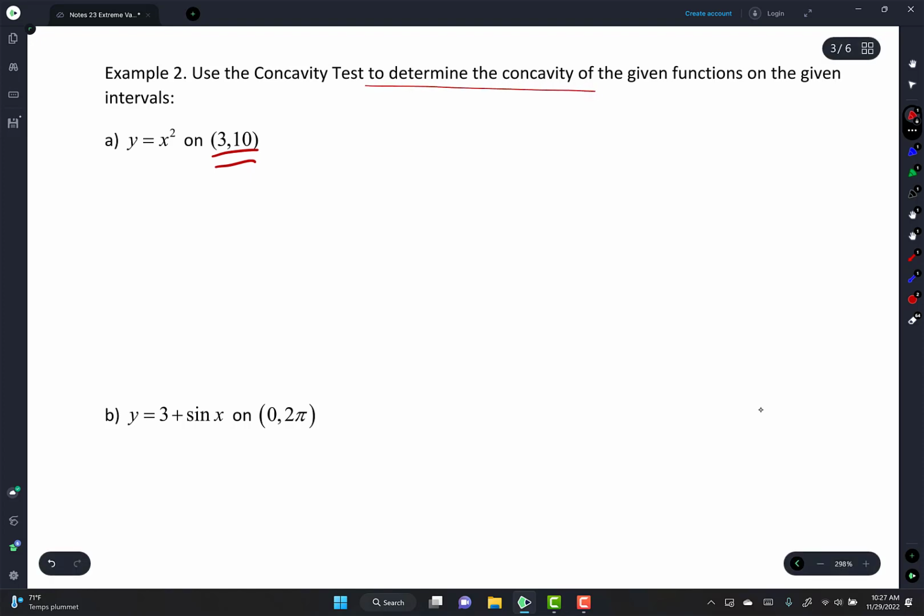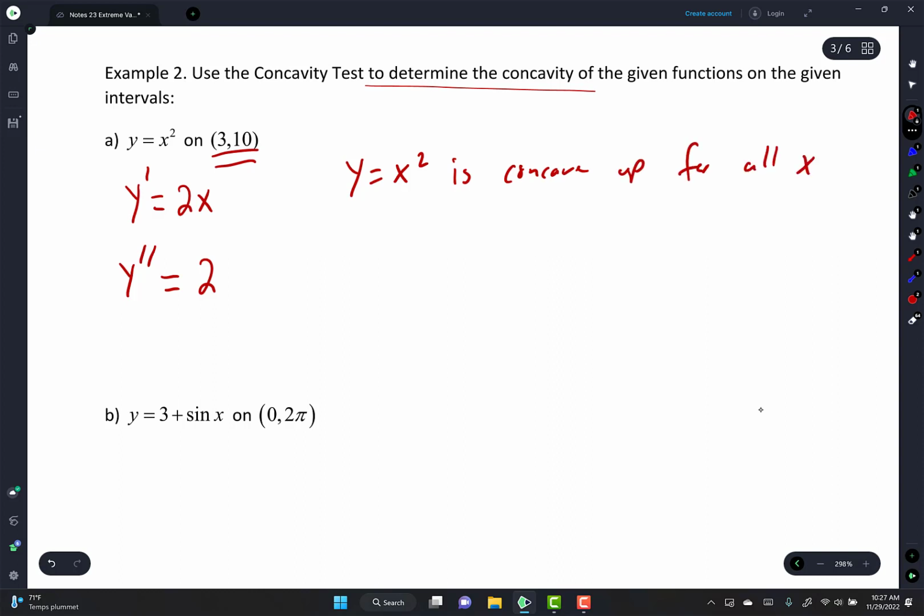It says use a concavity test to determine the concavity of the given function. All right, I have to take the derivative twice. Y prime is 2x. Y prime prime is 2. So you're going to write y equals x squared is concave up for all x values since y prime prime is positive. No, we don't care about that. It just wants to know the concavity. Are we okay with that, guys?